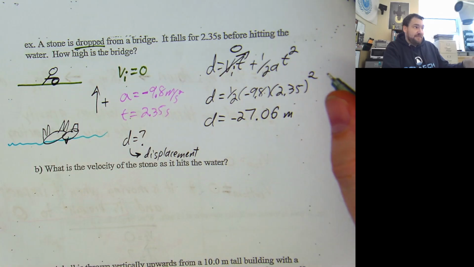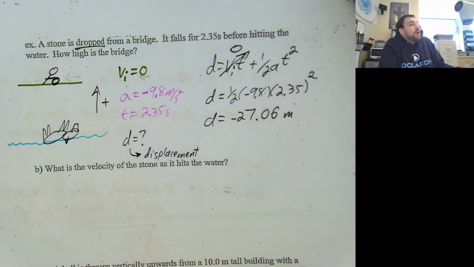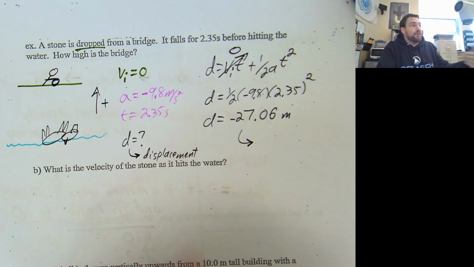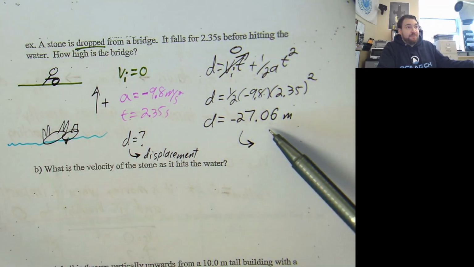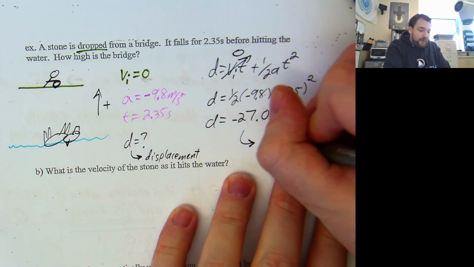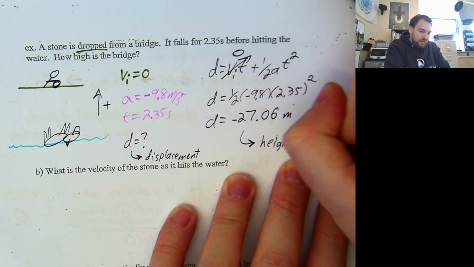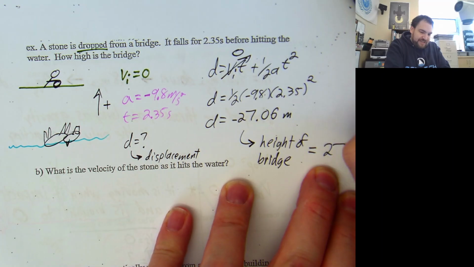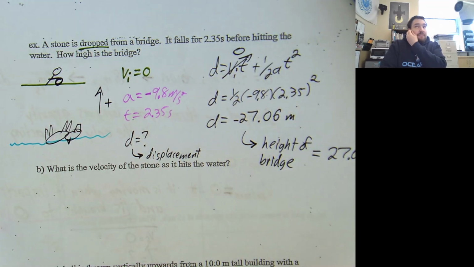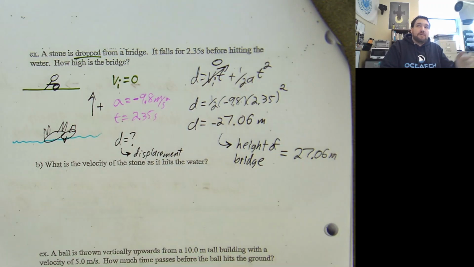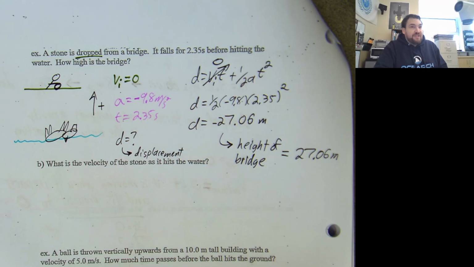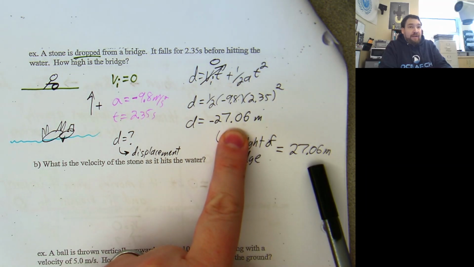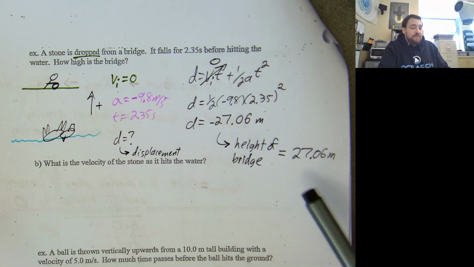But as Kaylin said, this is actually also the height of the bridge because the rock was dropped from that. But it's important to make the distinction. What we've actually found is the displacement of the rock. The rock was dropped down. But this is equivalent to the height of the bridge equals 27.06 meters. But it's an important distinction to make that this isn't actually what you calculated. You calculated how far the rock went. They just happen to be the same thing.